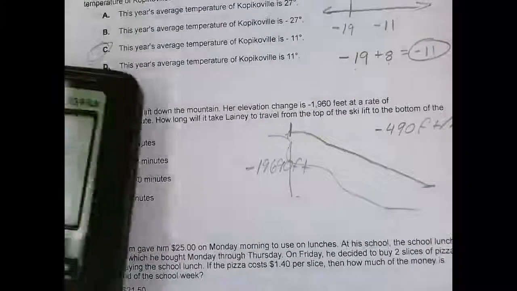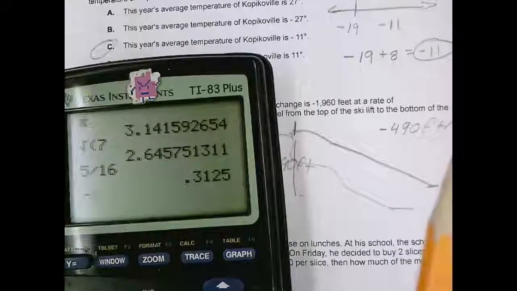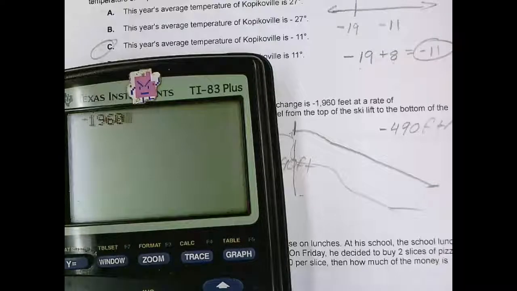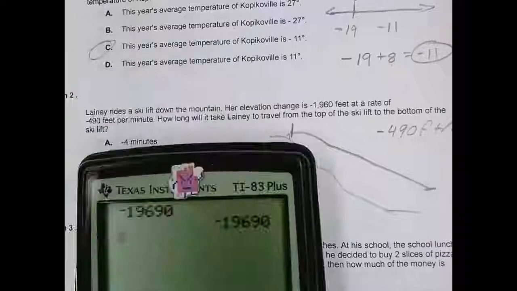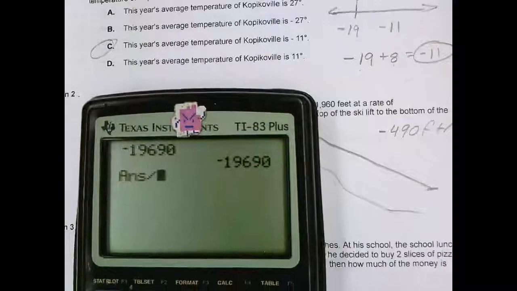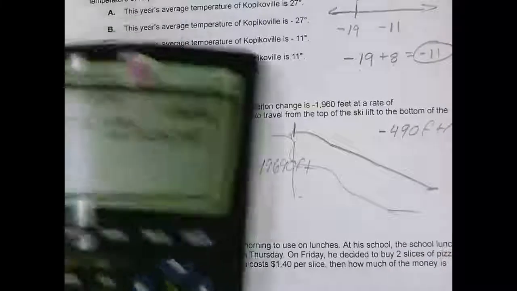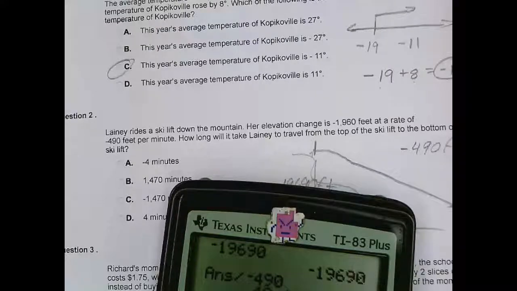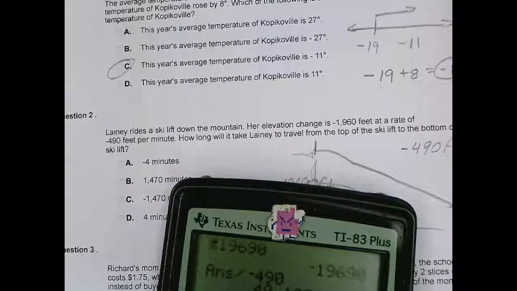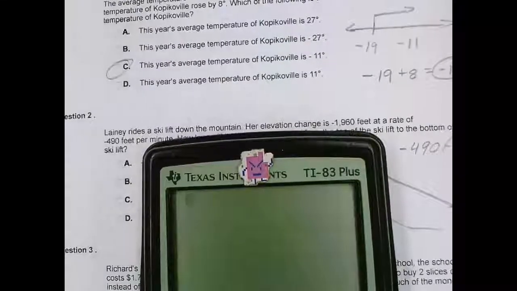She's descending this mountain. So we're going to take negative 1,960, or I'm sorry, negative 690. I typed it in wrong. 690. So that was her original elevation. We're going to take that and we're going to divide it by negative 490. It's going to take her... Oh, wait a minute. I typed something wrong. Yeah, too many nines. Hang on, let me back up. Start over again. Sorry, everybody. Even I make mistakes. I'm just making sure you're paying attention.